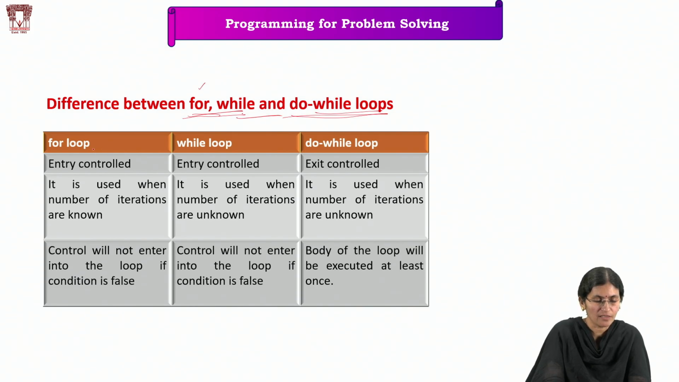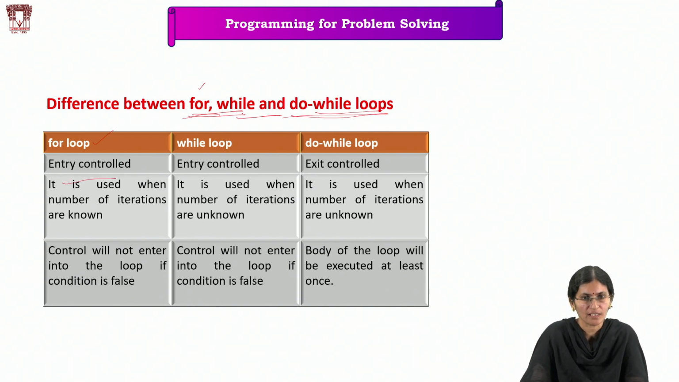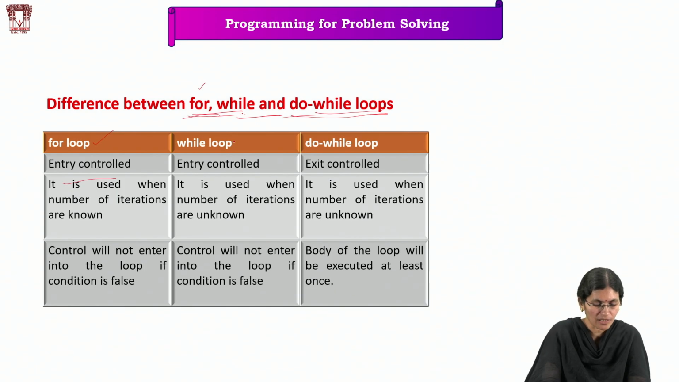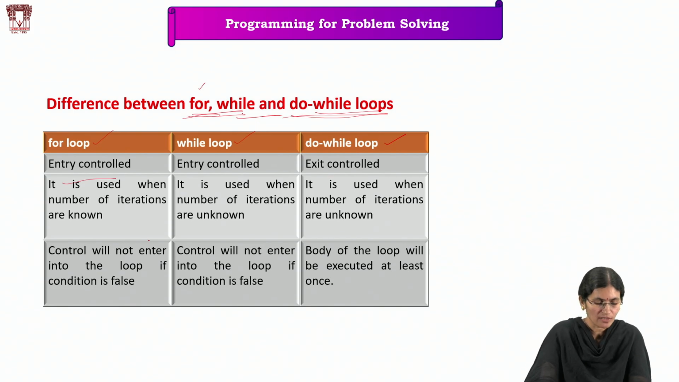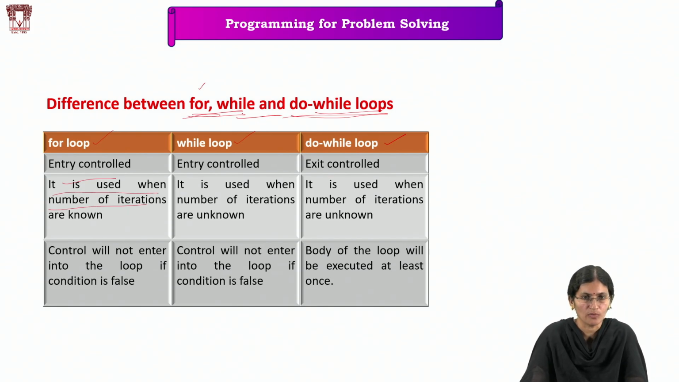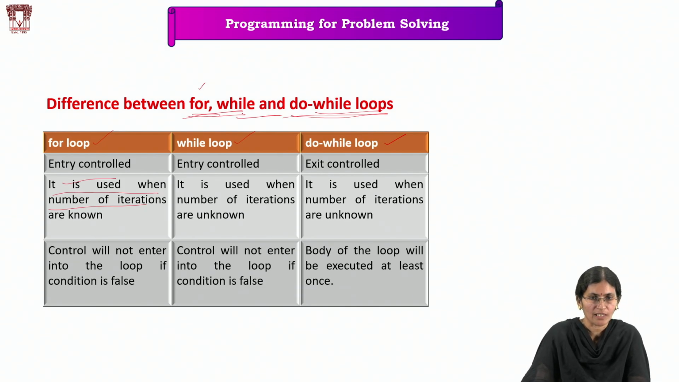As you can see here, for loop is an entry control loop because the condition is evaluated at the beginning itself. Similarly, while loop is also an entry control loop, whereas do while loop is an exit control loop. Here for loop is used when the number of iterations is known. So when we know how many iterations the loop will run, or how many times we need to execute the set of statements, then we can use the for loop.